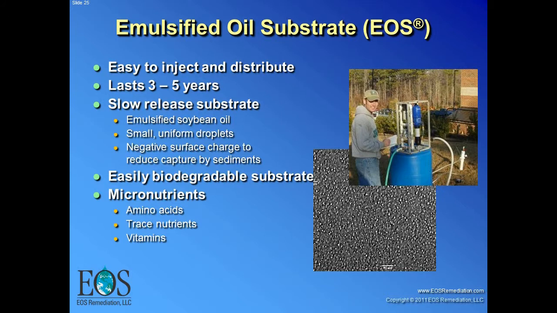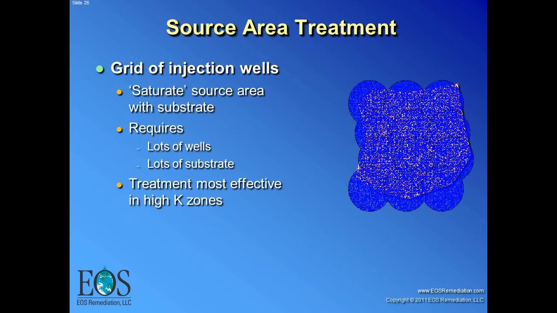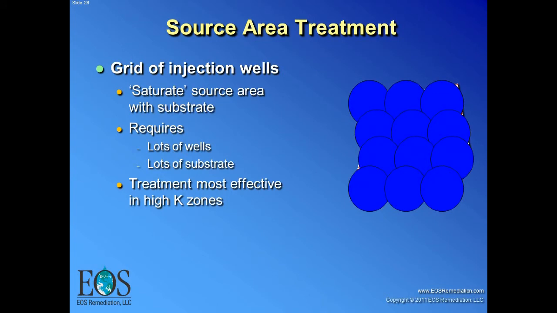If you're doing a source area treatment, what we'll typically do is we'll basically just put a grid of wells and we'll saturate the whole area. That ends up providing really good treatment, can degrade the contaminant. Obviously, the material is mostly going to flow through the high K zones, but you'll completely surround and saturate the source area. Now, the key thing is if you have a big source area, this is fairly expensive. It's a lot of material.